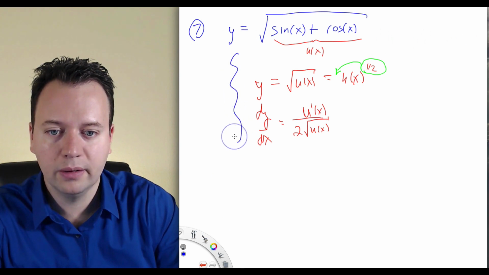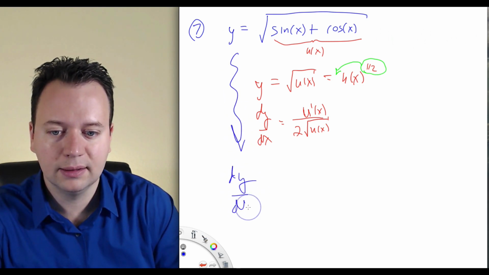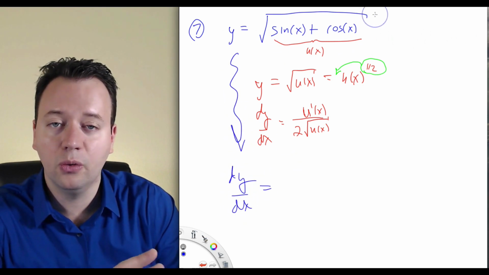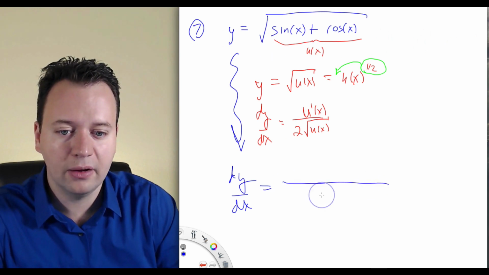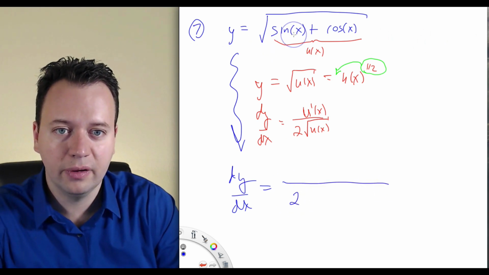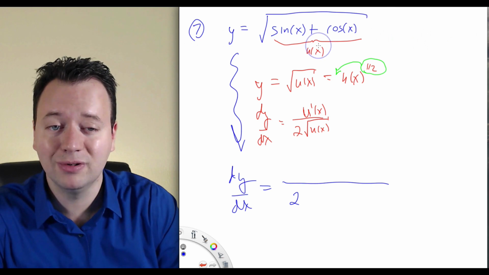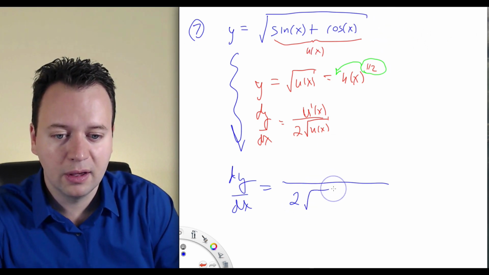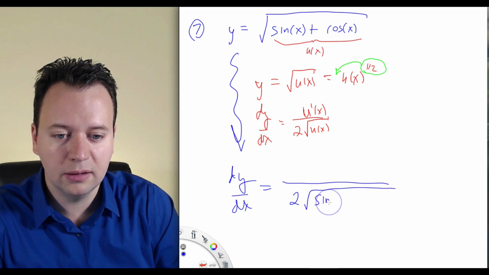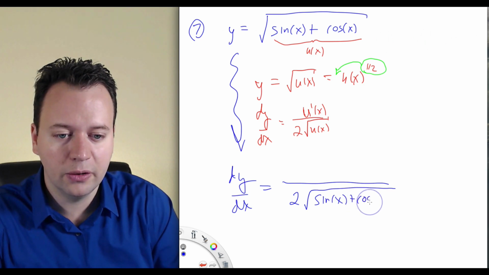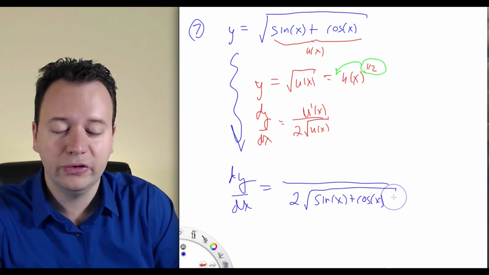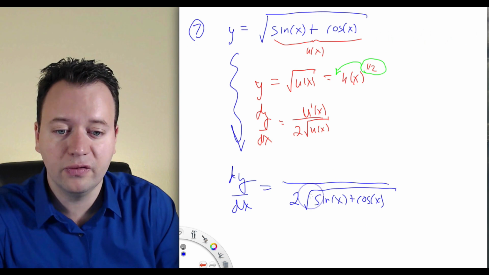So for this one, dy/dx, it's something to the 1/2. The 1/2 comes down, so it's 1/2 something to the minus 1/2. When you have something to the minus 1/2, that's the square root, and it's in the denominator, sine of x plus cosine of x. Almost done.